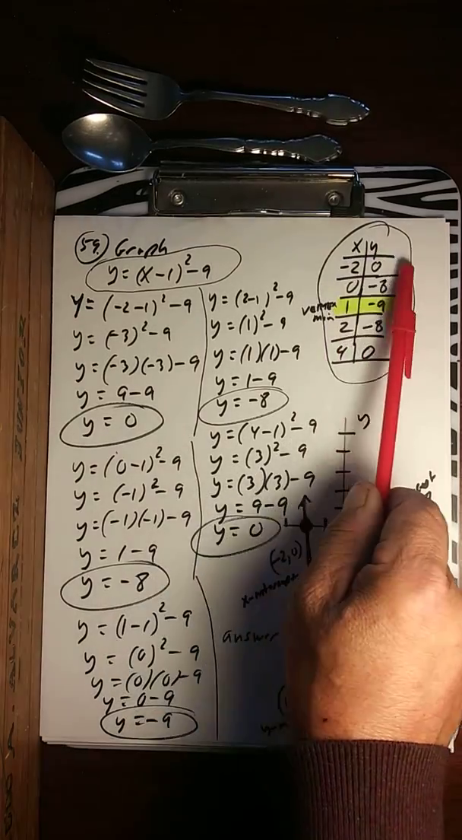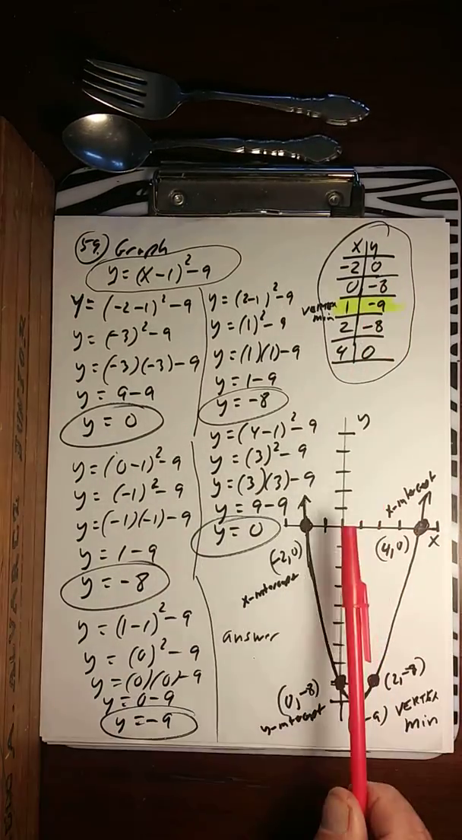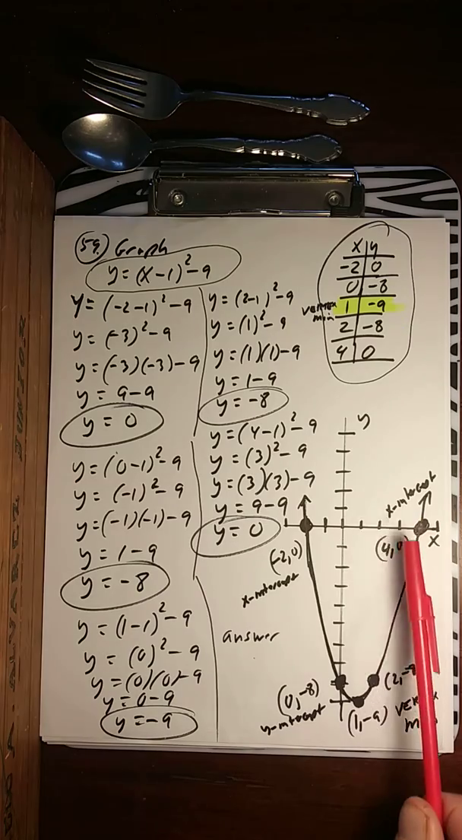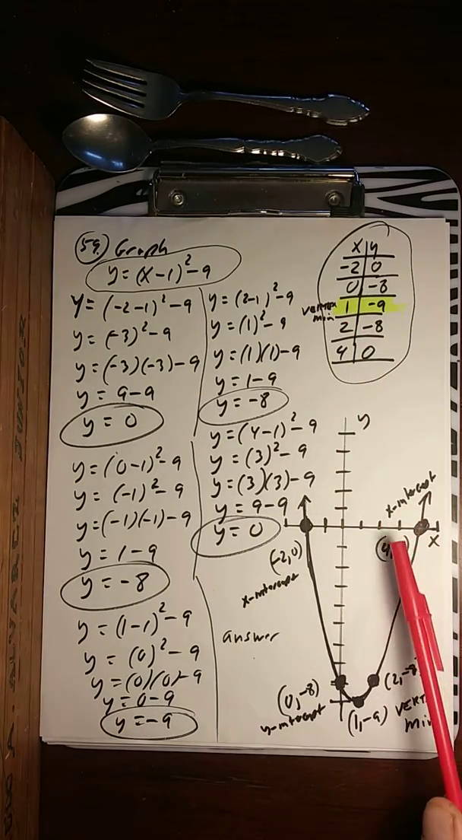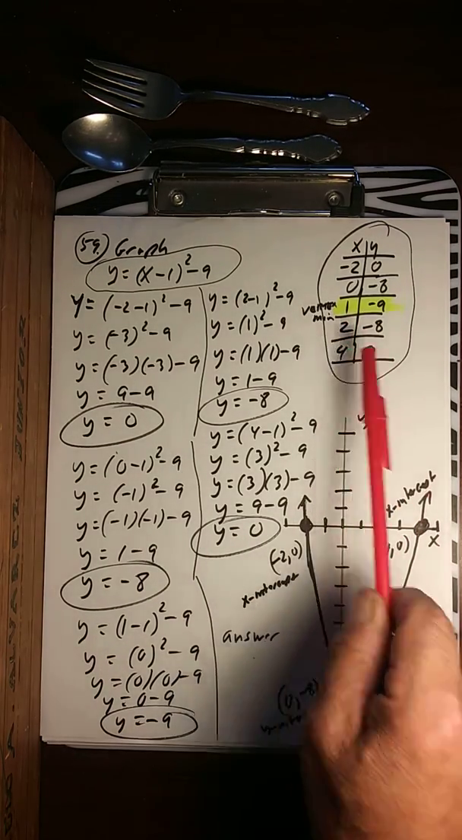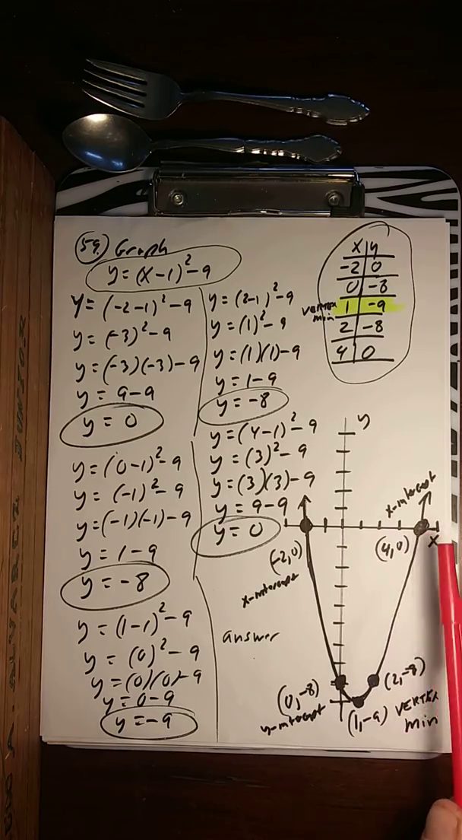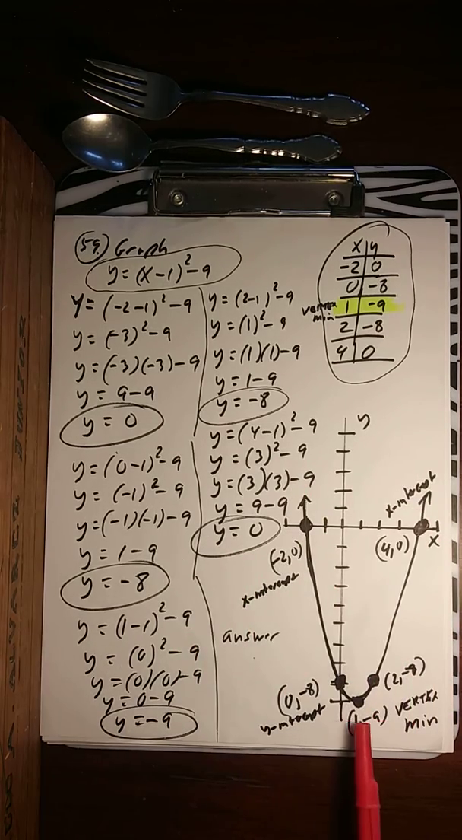We have the dot, negative 2, 0. We have 0, negative 8. We have 1 and negative 9. We have 2 and negative 8. And we have 4 and 0. Right there. The parabola opens up. It has a vertex, a minimum right there. It's 1, negative 9.